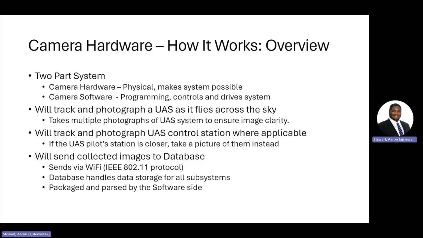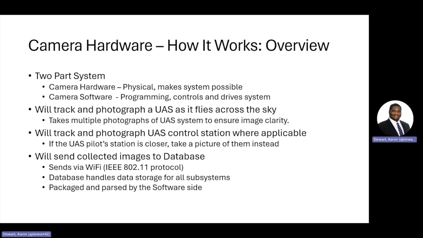To move on. So this is going to be a two-part system, whereas I'm covering the hardware component. My teammate, Meredith Nye, is covering the software component, so she will be controlling what I design, and I will be designing things so that she can control the image capture of the drone. And so it will track and photograph a UAS as it flies across the sky, and it will take multiple photographs of it to ensure that the image is clear and that we get a good picture of it before it flies out of frame.